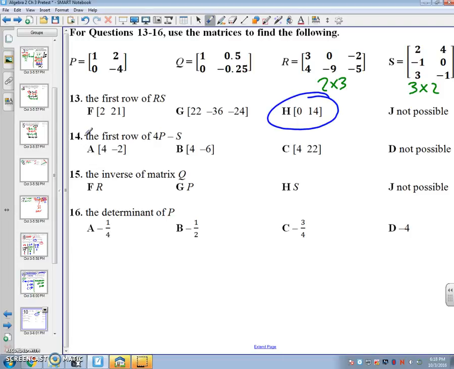Now 4P minus S. Well, P is a 2 by 2. If I quadruple it, I just have to distribute 4, and I do a 2 by 2 minus a 3 by 2. They're not the same size, so this is not possible. You can try the calculator, it will give you an error. Find the inverse of Q.